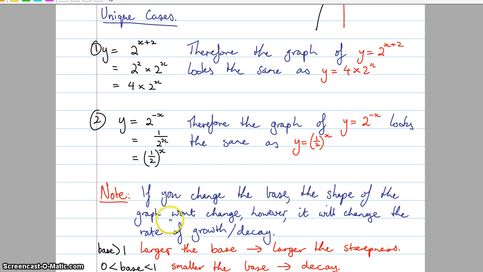This is, I think, what I mentioned before. If you change the base, the shape of the graph won't change. However, it will change the rate of growth or decay. So, for example, if I change that 2 to a 3, the shape of the graph would look exactly the same. It would just be a steeper growth or a steeper decay, depending on what you've got. Generally speaking, if the base is greater than 1, the larger the base, the larger the steepness, or the larger the growth or decay. But if the base is between 0 and 1, it's the smaller the base, the larger the decay.